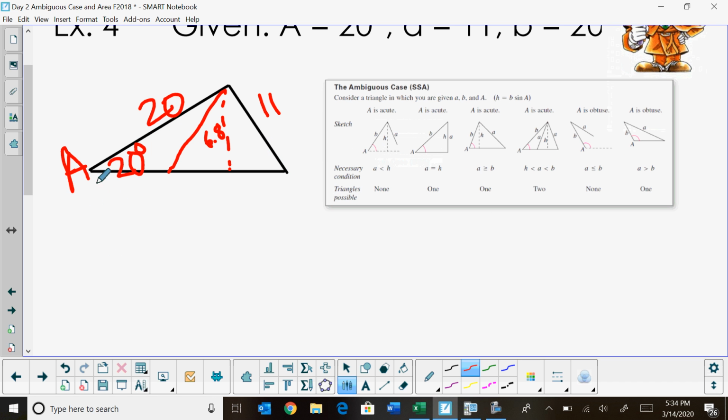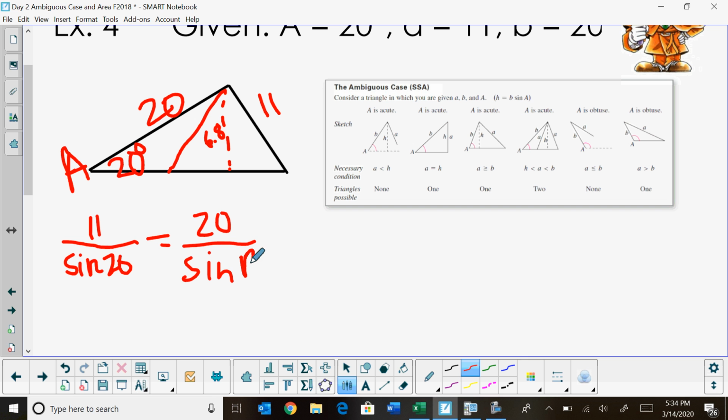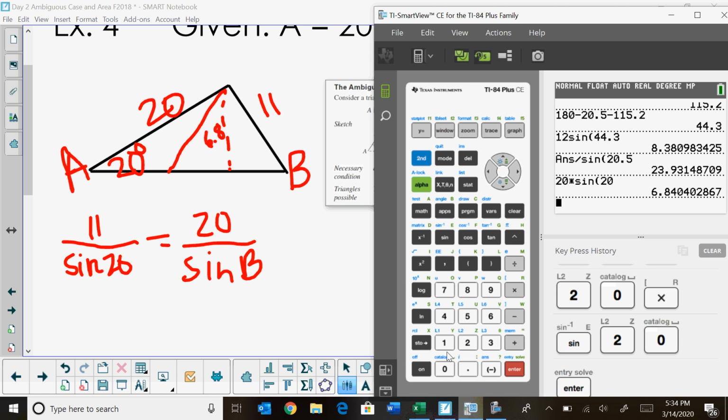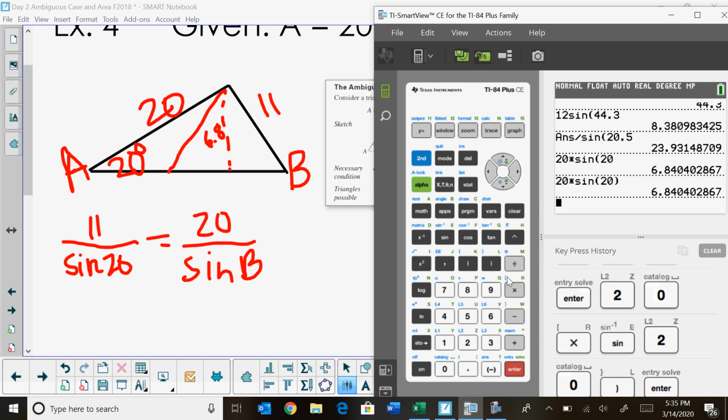So let's set it up. We're going to take 11 over sine 20 equal to 20 over sine B. Let me label this B. Grab your calculators and take 20 times sine 20, which we just got a second ago. I could have just used that in the calculator because that's just the height. And then we're going to divide that by 11.